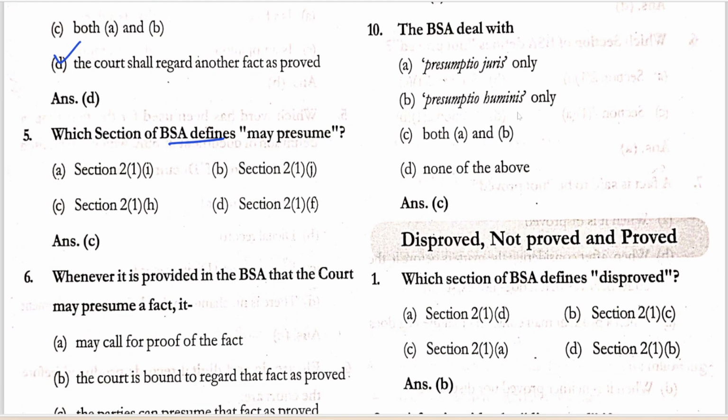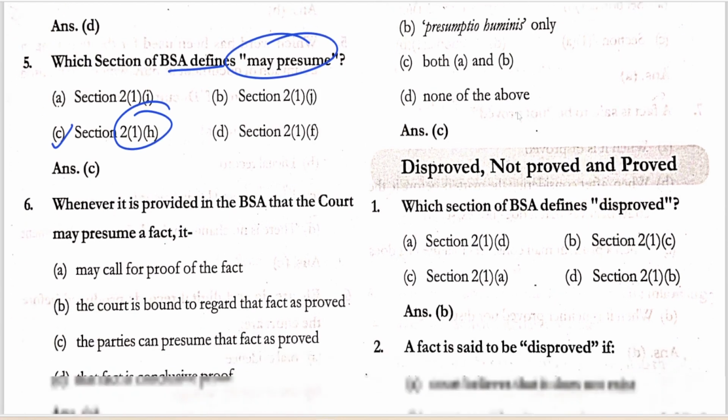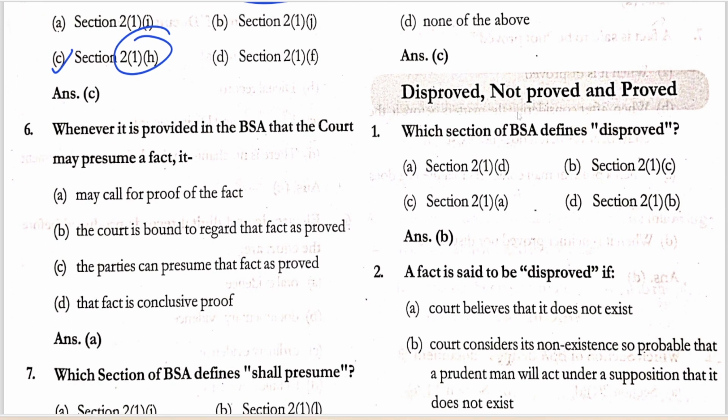Which section of the BSA defines may presume? 1 का H. May presume 1H. 2 का 1 का H. Whenever it is provided in the BSA that the court may presume a fact, it may call for proof of the fact. It may call for the proof of the fact.